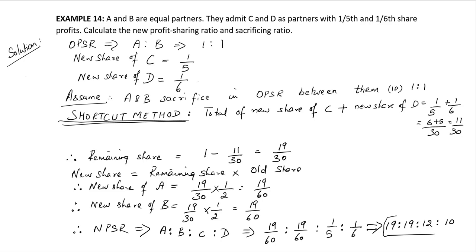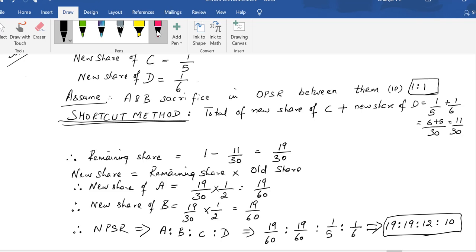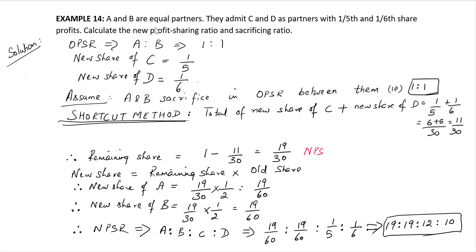So we have the NPSR between A, B, C and D as 19 is to 19 is to 12 is to 10, and the sacrifice ratio between A and B equal to the old ratio, which is 1 is to 1. Let's summarize. New profit sharing ratio between A, B, C and D is equal to 19 is to 19 is to 12 is to 10. And the sacrifice ratio between A and B is 1 is to 1. Let's go to the next example.